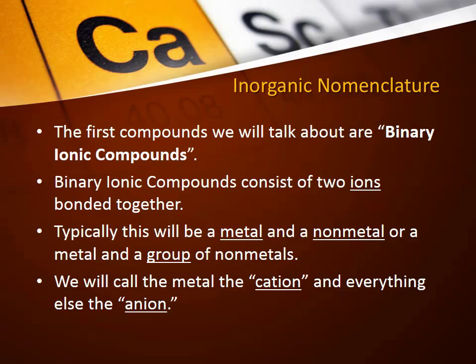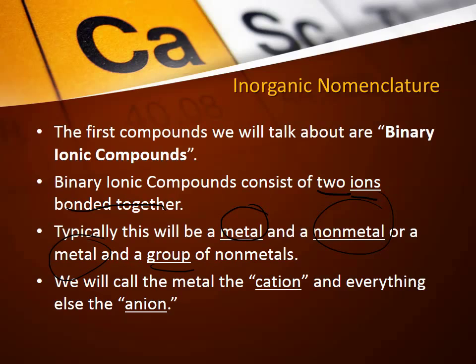So the first compounds that we're going to talk about are called binary ionic compounds. Binary means 2. Ionic means ions, and they are bonded together to form a compound. Typically, this will be a metal and a nonmetal, or a metal and sometimes a group of nonmetals.